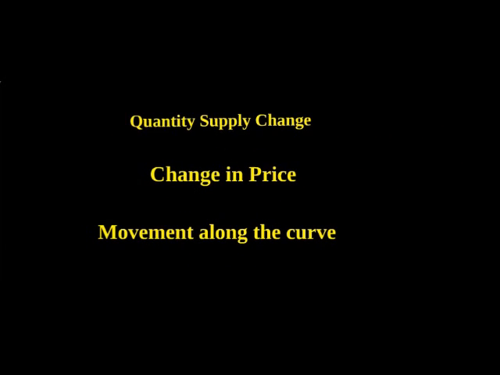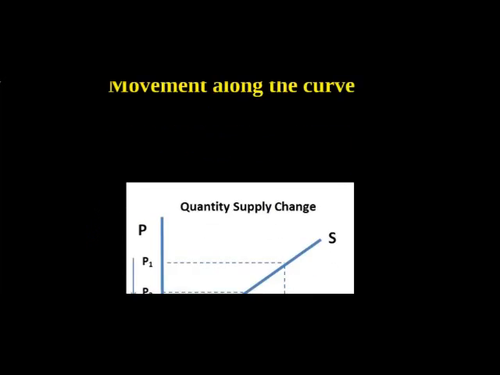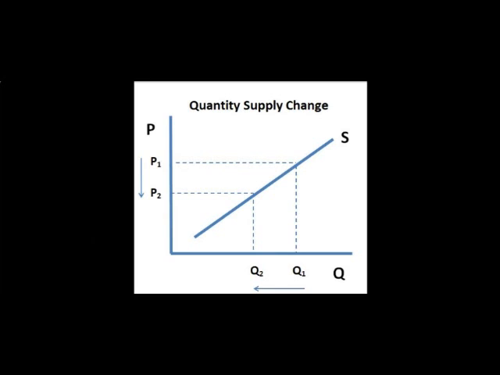Now, just like demand, there are 2 possible changes to supply. The first possible change is a quantity supply change. This is caused by a change in price, and it causes movement along the curve. Well, what would that look like? Here's our quantity supply change graph.